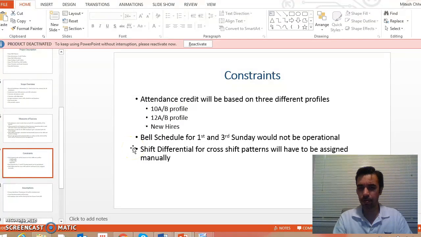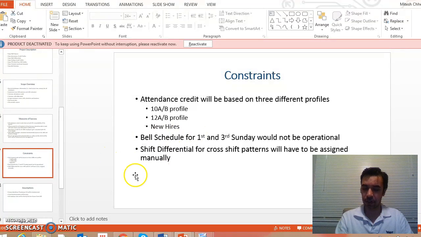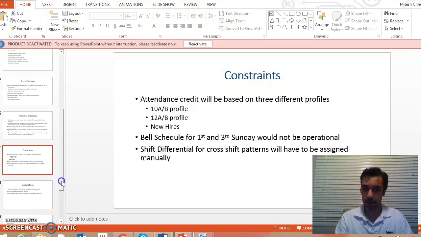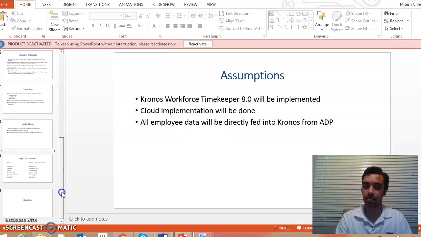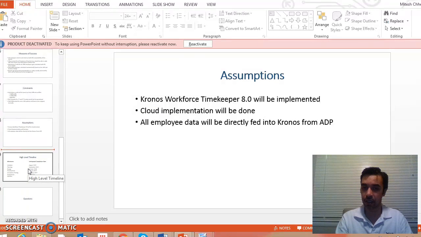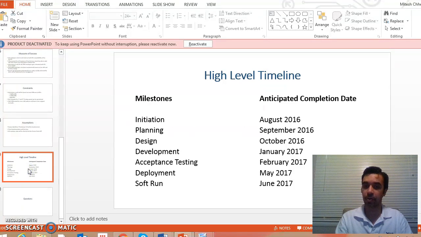There are no big constraints in the implementation of this assignment, but attendance credit will be based on different profiles: 10A, 10B, 12A, 12B, and new hires. Bell schedule and shift differential, as I've already discussed, are going to be along the same lines. Assumptions are that we are going to be implementing this in Kronos Workforce Timekeeper 8, as already mentioned in the project documentation that has already been provided to you. So this would be a cloud implementation, and all employee data will be directly fed into Kronos from ADP.